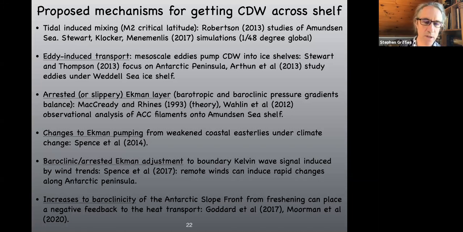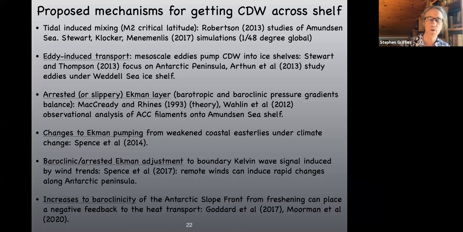There's another thing that's a negative feedback, and that came out in the Goddard et al. work and the Moorman et al. work. When you have freshening along the coast, you can get enhanced baroclinic fronts, which in fact create more of a barrier, or a negative feedback, to heat transport along the shelf. Now, there's a question about whether that increased baroclinicity will in turn increase the mesoscale eddy activity along the shelf, but that's, I think, still a research question. In these models that have a 10th degree resolution, which down there gets you to around 3 or 4 kilometer grid spacing, the increased baroclinicity acts as a barrier towards warming under the ice shelves.